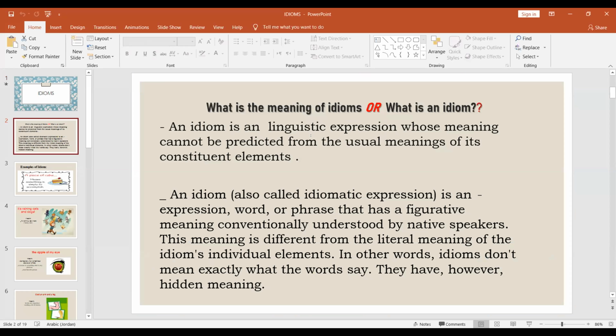The first thing we should know is what the meaning of idioms is, or what an idiom is. It's a linguistic expression whose meaning cannot be predicted from the usual meaning of its constituent elements. We have another definition. An idiom, also called an idiomatic expression, is an expression, word, or phrase that has a figurative meaning conventionally understood by native speakers. This meaning is different from the literal meaning of the idiom's individual elements. In other words, idioms don't mean exactly what the words say. They have hidden meaning.